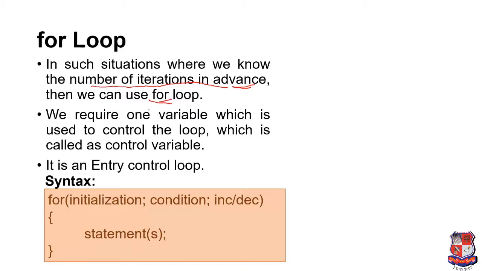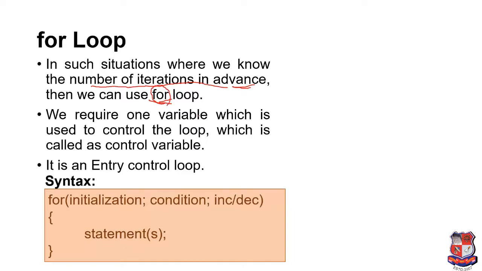For example, in while and do while loops, we saw that if we don't know how many times a particular loop will be executed, if we have no idea in advance how many times the loop will run, in that situation we use while and do while loops. But here, if we know in advance how many times that particular loop will be executed, then we use the for loop.